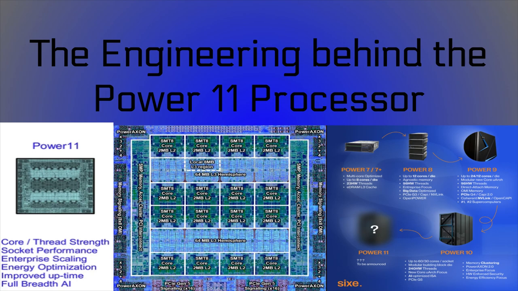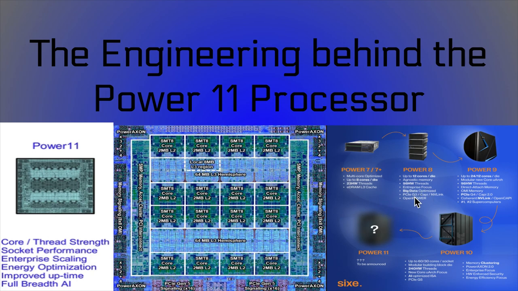So just some background information. The Power 11 processor is made by IBM. That's a company that designs chips. Here on the bottom left side of the screen, there's an image. It says Power 11, that's the processor. It mentions core, thread strength, socket performance, full breadth AI, the different components and features that this processor has. This is a rough outline, like a sketch of the Power 11 processor and how it's designed.